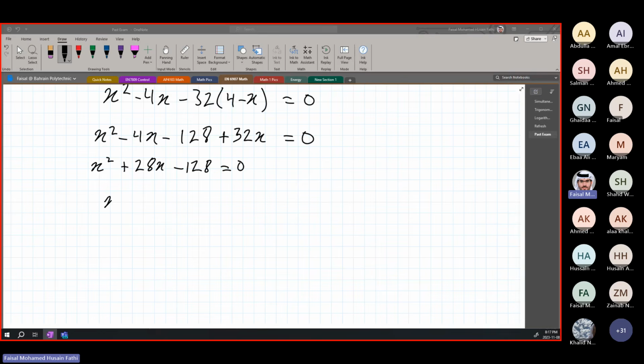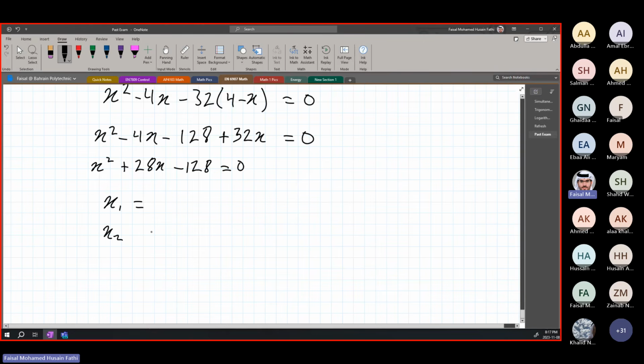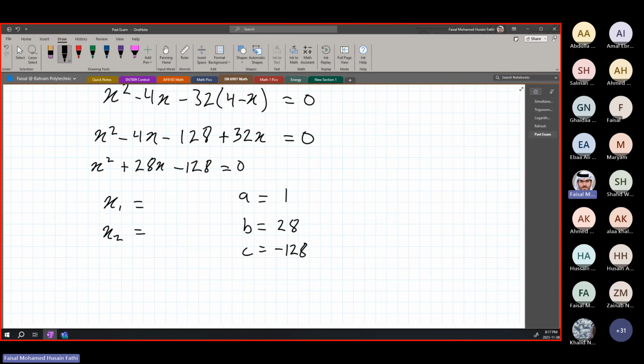Okay, for x1 and x2, don't worry. A is equal to 1, B is equal to 28, C is equal to minus 128. Use the calculator if you don't like to use the actual quadratic formula. Calculator mode, 128 minus 128, gives us 4 and minus 32, and this is your solution. Okay, done. Easy.